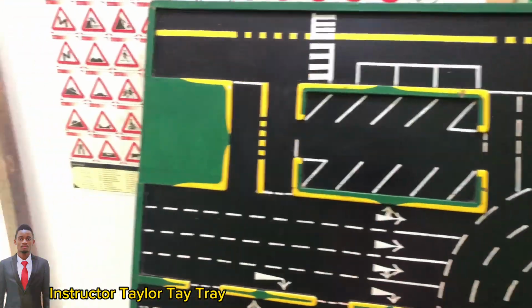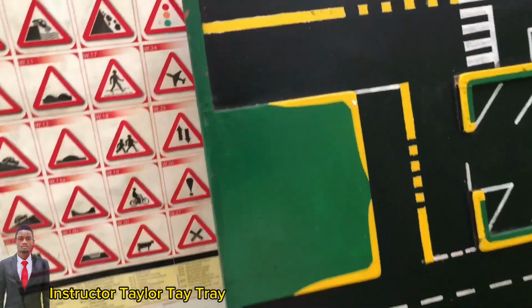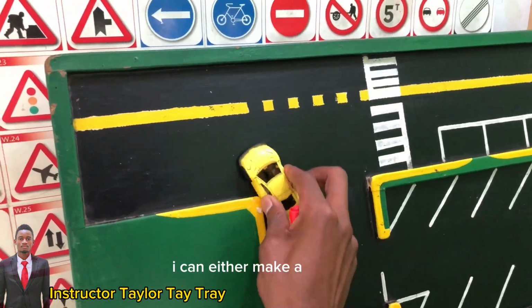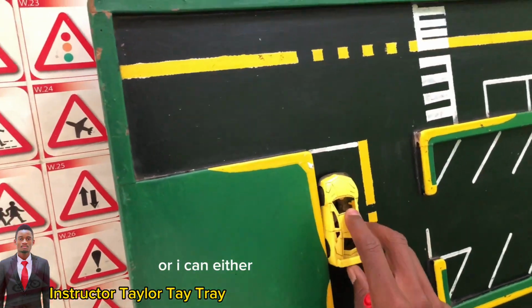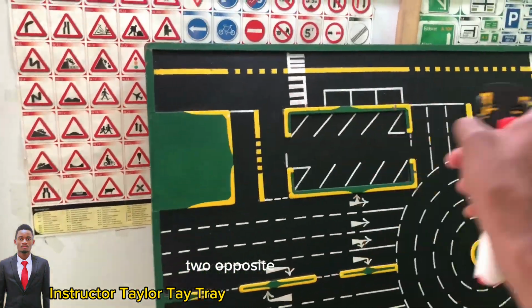So two-way traffic, when you're making turns, also we have options. Let's begin from here. I'm moving from a two-way traffic to join a two-way traffic. I can either make a left turn or I can make a right turn. That is why we call it two-way traffic, two opposite directions.